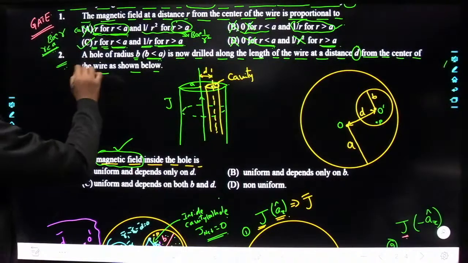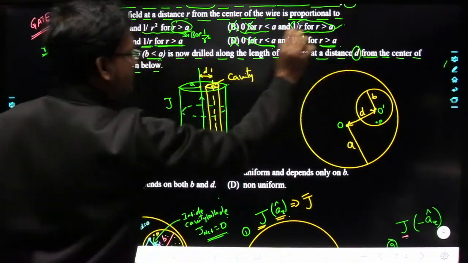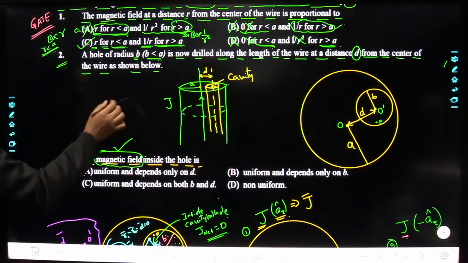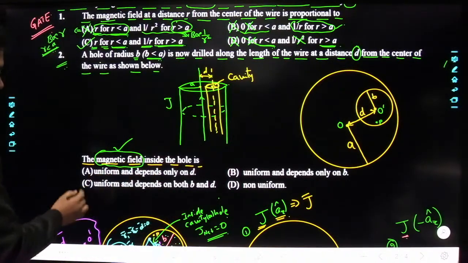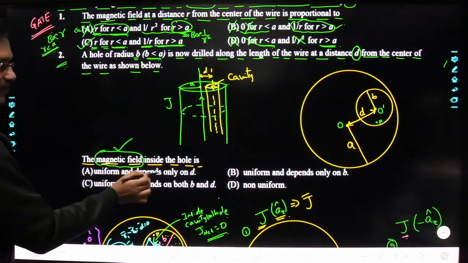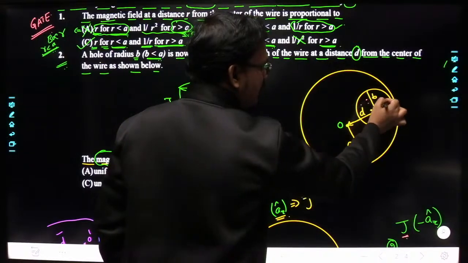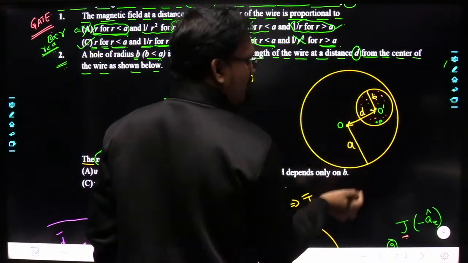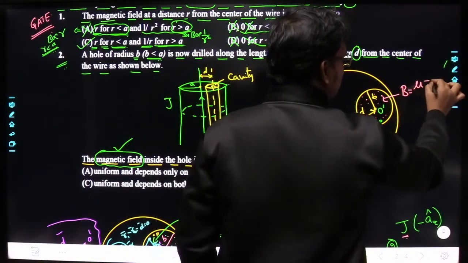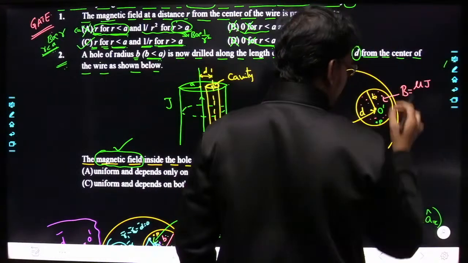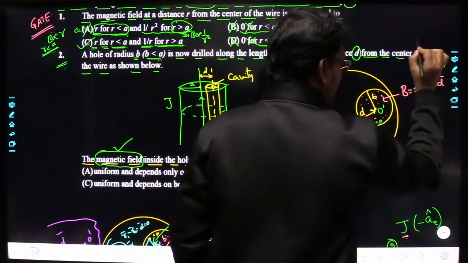Second question: a hole of radius B less than A is now drilled along the length of the wire at a distance D from the center of the wire, as shown below. The magnetic field inside the hole, that means inside the cavity, they are saying is uniform and depends only on D. Whatever point you take inside the cavity, at each and every point, the expression we got is B field equal to mu into Z bar cross D bar divided by 2.